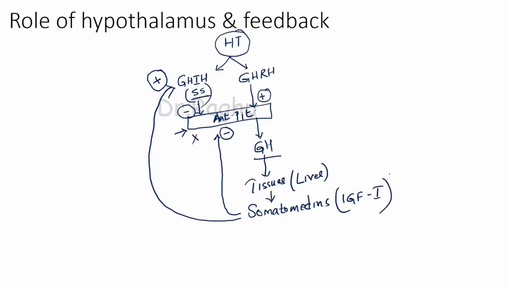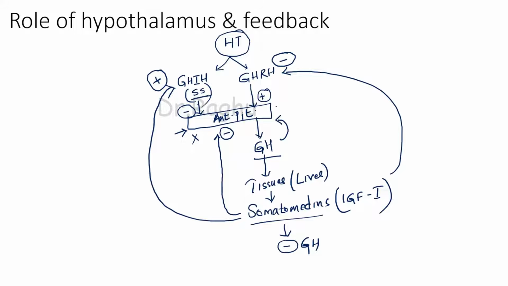The third way is that they can again act on the hypothalamus and inhibit the secretion of growth hormone releasing hormone, and hence inhibit the secretion of the growth hormone from the anterior pituitary. So remember, somatomedins are ultimately going to cause inhibition of the secretion of growth hormone. Now the growth hormone itself can inhibit its own secretion by directly inhibiting the anterior pituitary gland.